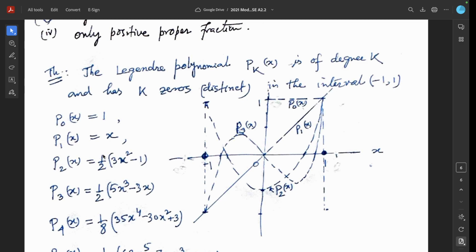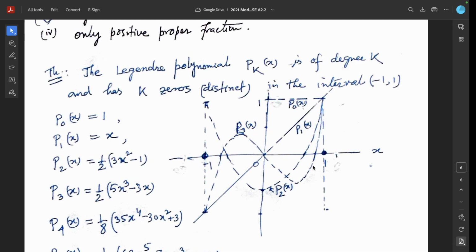And P2(x) equal to half (3x^2 minus 1), and P2(x) is this curve, which cuts the x-axis at this point and this point. So there are two zeros, both real and simple, these two zeros for P2(x). And P3(x) is a cubic polynomial, so this P3(x) is this, and cuts the x-axis at this point, 0, and this point within the boundary minus 1 to 1. So these are real and simple roots, three roots for P3(x).